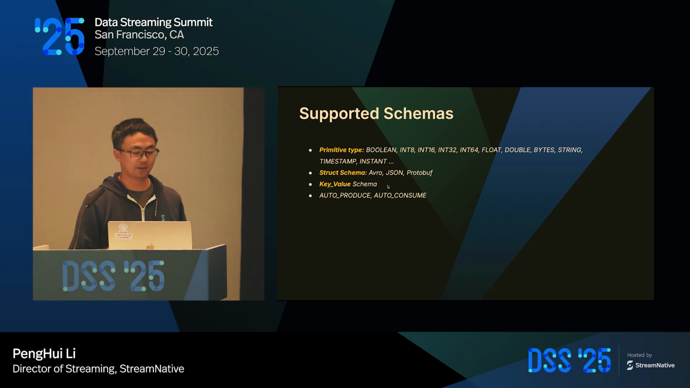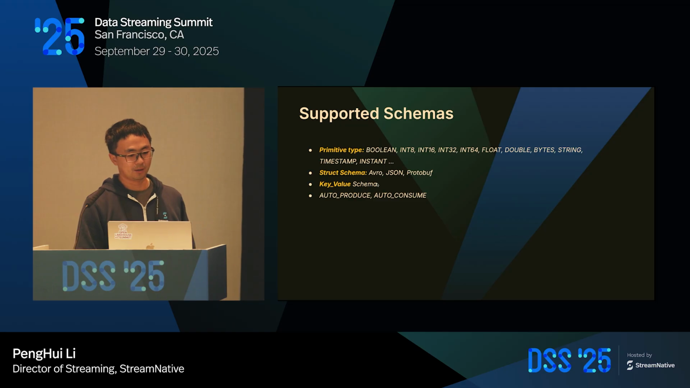You can just define your schema as a Boolean or numbers, float, double, bytes, or string, and any data timestamp or something. I don't see many use cases for using only primitive types, but in some special cases they only need a number. It's fine. The most common use is a structured schema. You define Avro, JSON, or Protobuf, and the schema will also evolve when you add new fields or something.